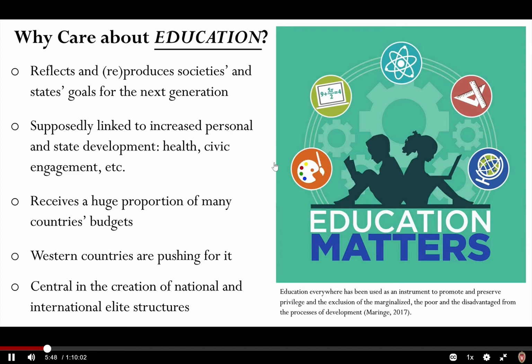And in most cases, I want you to think about what alternative education systems there are aside from Western schooling as we go through this lecture. The other point about why we should care about education is that it's mostly portrayed as a good thing.